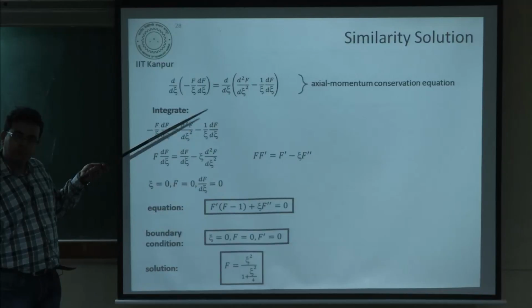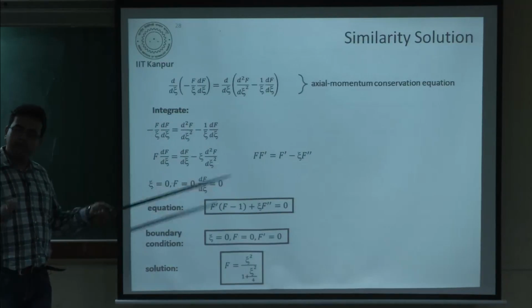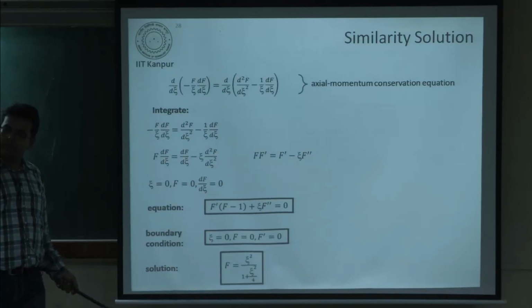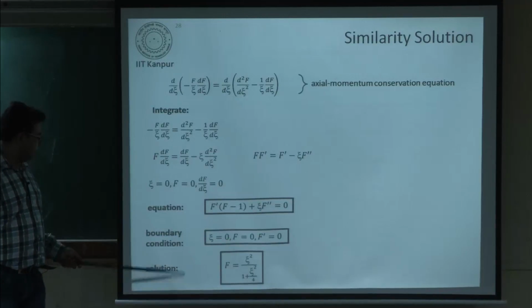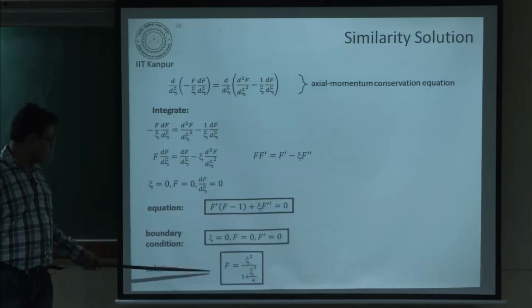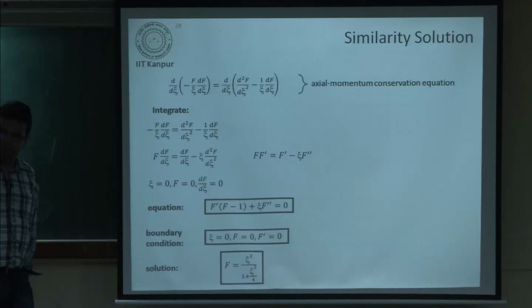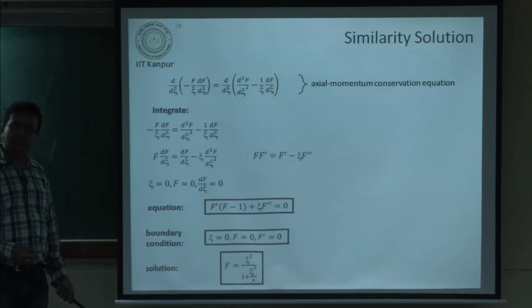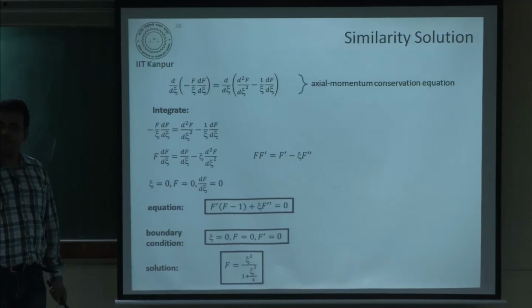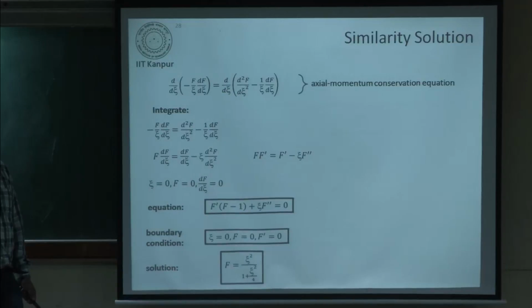Okay. Initially you had a PDE, and from that you have reduced it to an ODE, and you have the boundary conditions for this. Now, you can solve this ODE, and the solution is this. When you know this solution F, you can always recover the radial velocity and axial velocity. That is what we usually do.